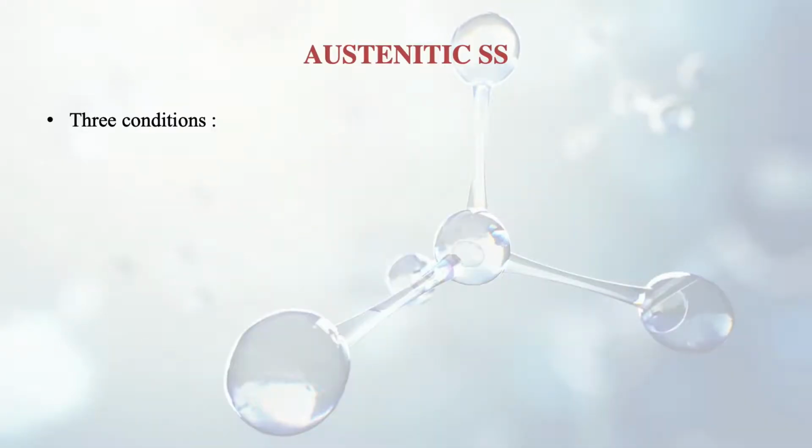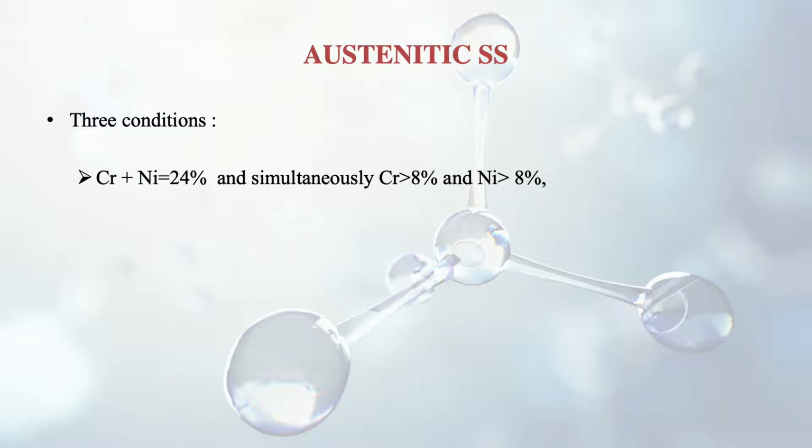Further on, the second type is the austenitic stainless steel, and the conditions to prepare it are like this: chromium plus nickel should be 24%. The sum of chromium and nickel should add up to 24%, and at the same time chromium should be more than 8% and nickel should also be more than 8%. So it cannot be like, suppose chromium is 4% and nickel is 20%, so the total will again be 24%, but our criterion that both chromium and nickel be more than 8% will not be met. So both these conditions have to be met.